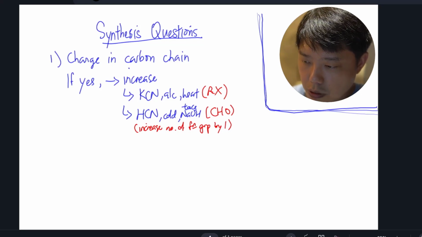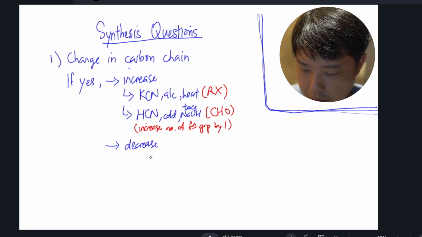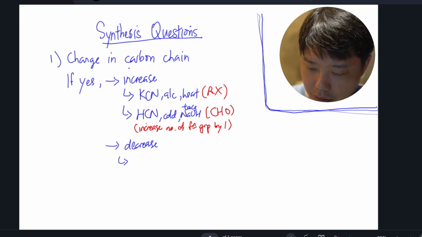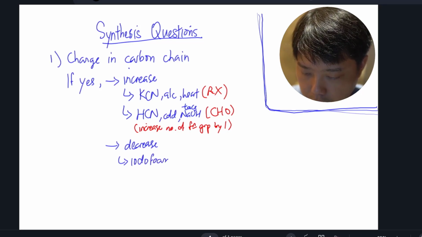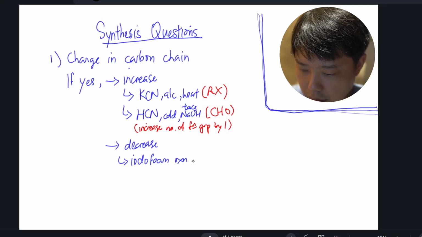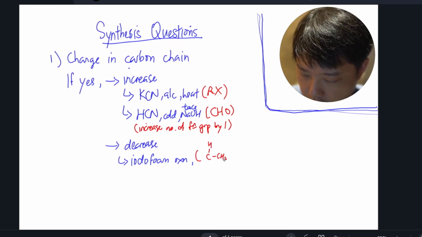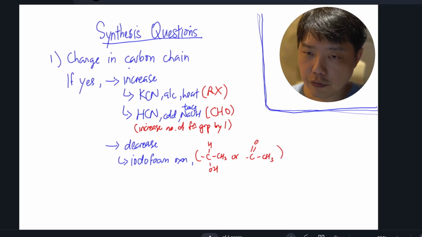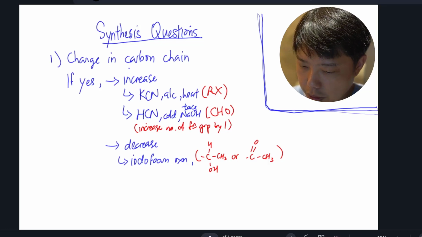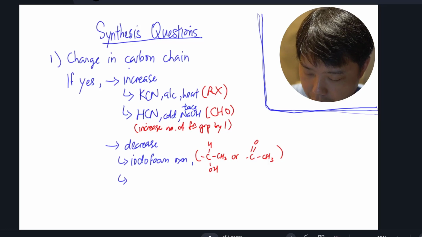Okay, so let's say it wasn't an increase in the number of carbon, but in fact it was a decrease in the number of carbon, then we need to think about stepping down instead. So in your syllabus, there are a couple of ways that you can step down. The most famous way is using your iodoform. And then you need to have the special structure, so you need to have this kind of structure, or the methyl ketone structure. Okay, so you need to watch out for these kinds of structures in your reactant so that you can do the step down. Another way that you can do the step down is via oxidative cleavage.